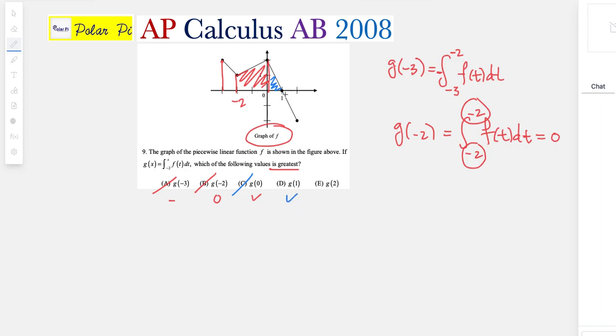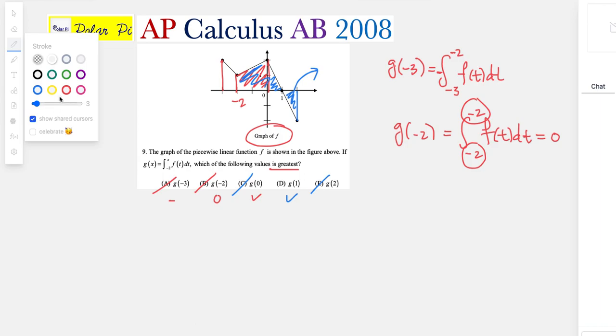And g of 2, well, it would be the red area here, the blue area here, plus this little bit. But this little bit right here is below the x-axis, right? So it's negative area. So it'd be like taking D and then adding negative area in it. So we see that the winner is D. Got it. Okay.